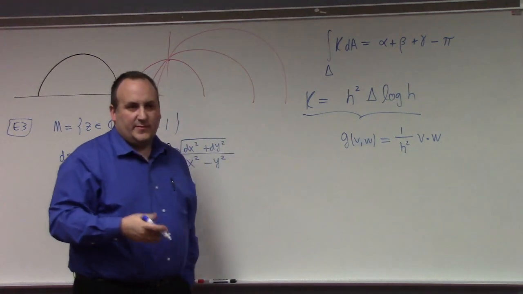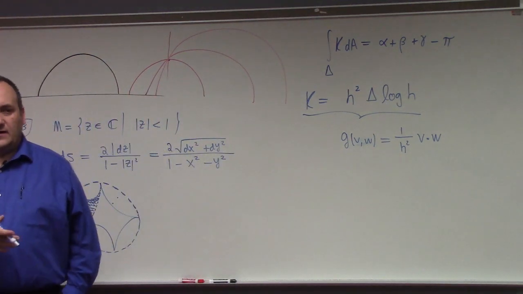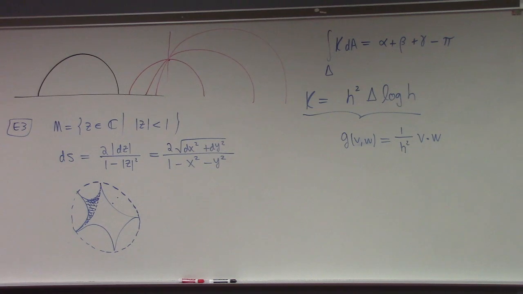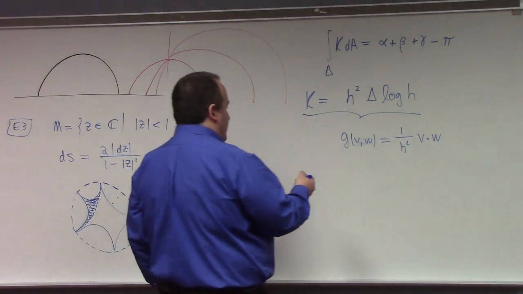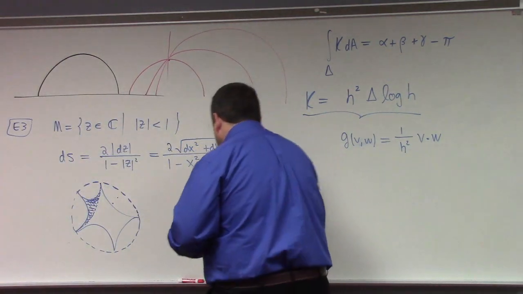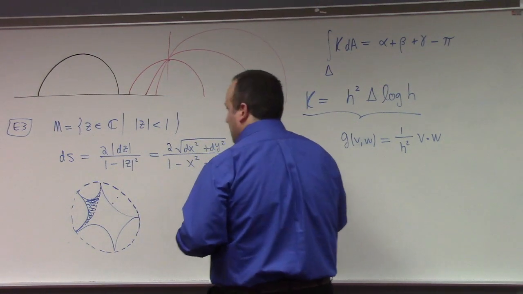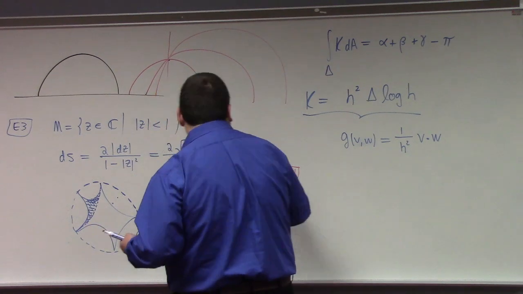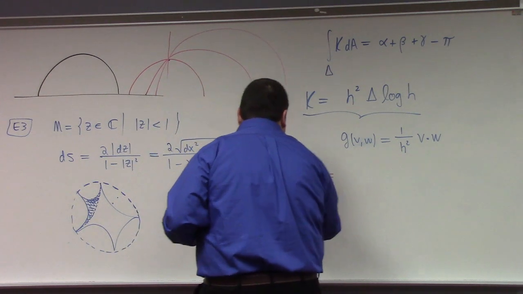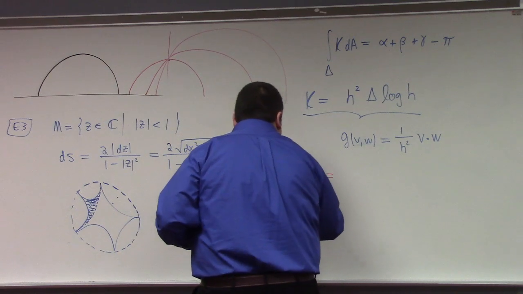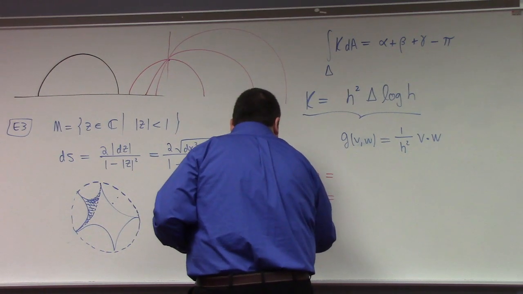In other words, let me just be more concrete. h squared for my examples. For example 1, my h squared was what? I mean, h is what? For example 2, what's h? For example 3, what's h?